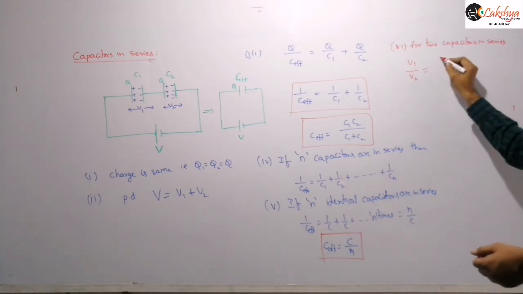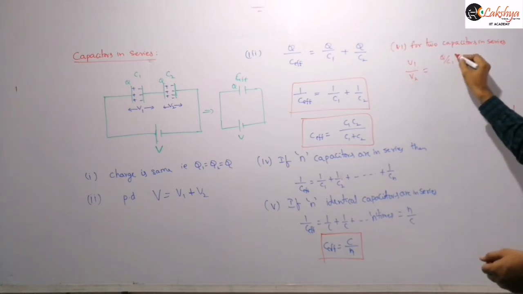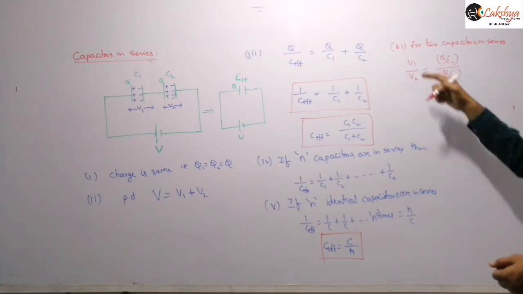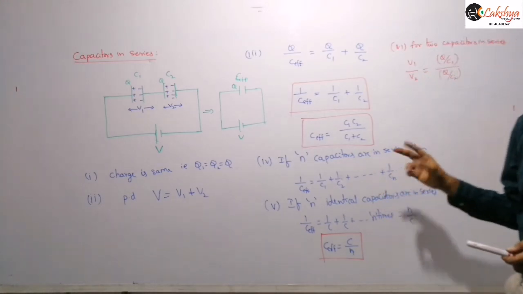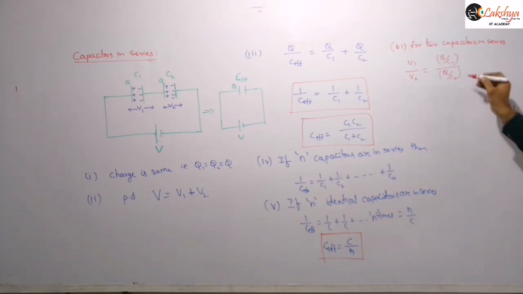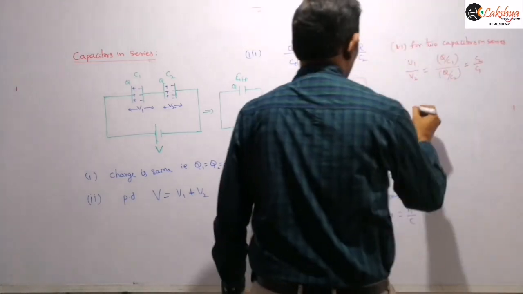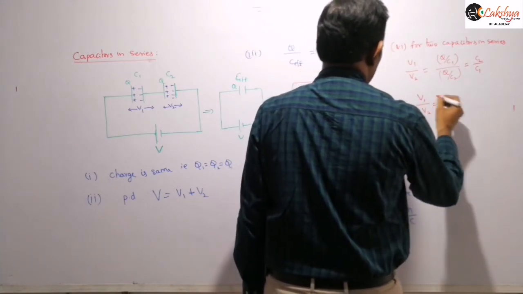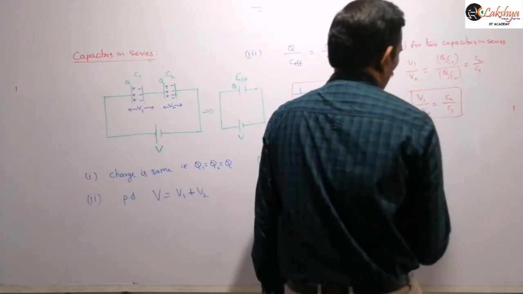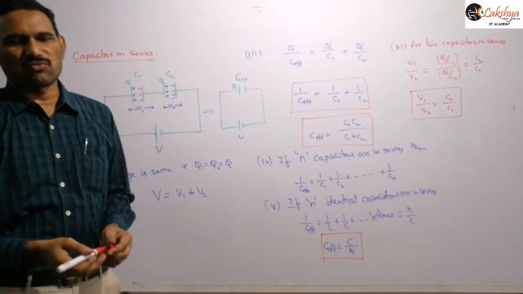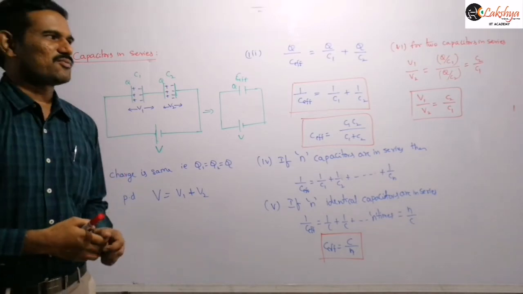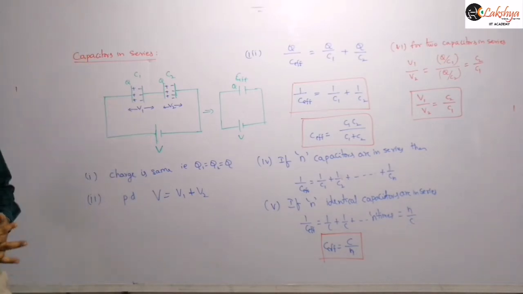So we just need to use the formula here: Q by C1 divided by Q by C2. We know the potential difference is Q by C1 and Q by C2, and from this you can write the expression as C2 by C1. You get the inverse ratio. Therefore V1 by V2 is equal to C2 by C1. We can extend that ratio for n capacitors by taking the inverse ratio. So the potential difference across the capacitors will be in inverse ratio of their capacitances.